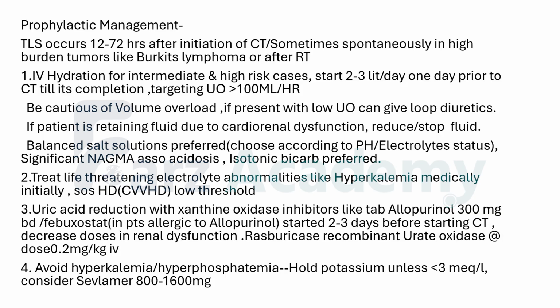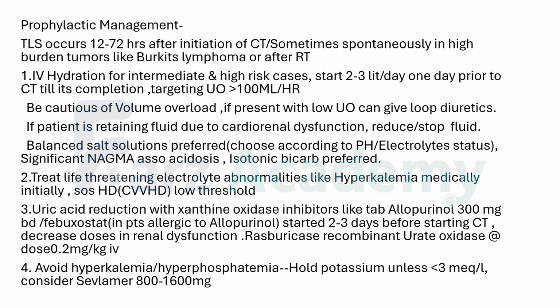So depending upon pH, depending upon electrolytes, you have to choose the fluid. If the patient has an ABG showing NAGMA, normal anion gap and hyperchloremic metabolic acidosis, then you have to use isotonic bicarb. Even bicarb is not preferred much here. Urine alkalinization is not the concept we use nowadays in tumor lysis syndrome.